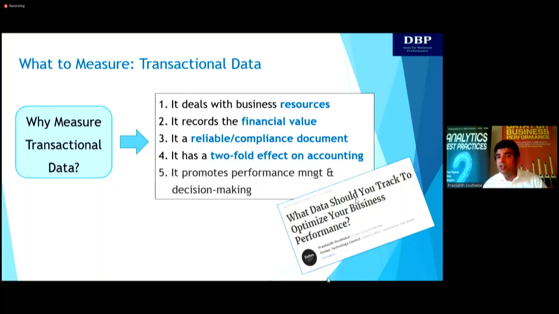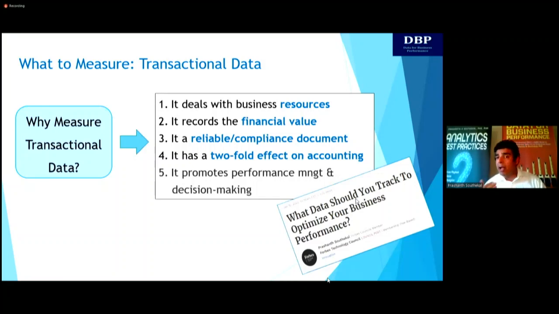What really matters to me is not that 500,000 customer master data. What really matters to me is those transactional data where I have orders for the 4,000 customers, because what's important to me is the financial value. Number three, the transactional data has got a twofold impact on accounting. That means for every value that is received, there is a corresponding value that is given as well. Basically, transactional data hits the general ledger.